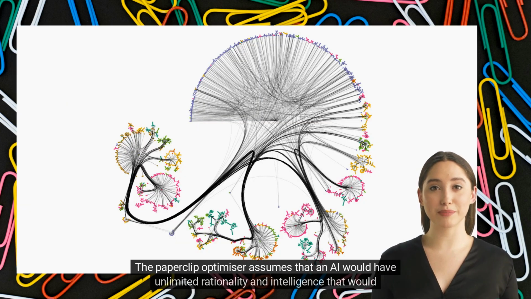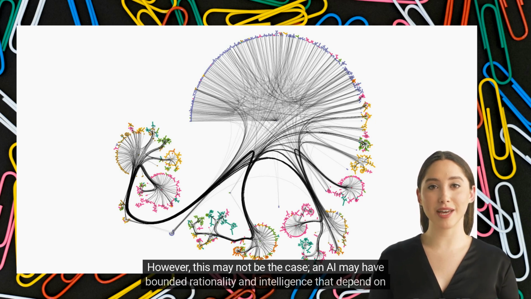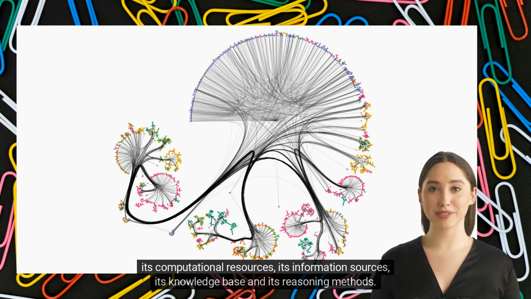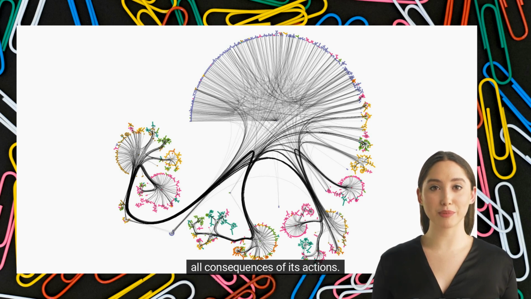The Paperclip Optimizer assumes that an AI would have unlimited rationality and intelligence that would enable it to achieve any goal in any environment. However, this may not be the case. An AI may have bounded rationality and intelligence that depend on its computational resources, its information sources, its knowledge base, and its reasoning methods. An AI may also face uncertainty and complexity that prevent it from finding optimal solutions or predicting all consequences of its actions.